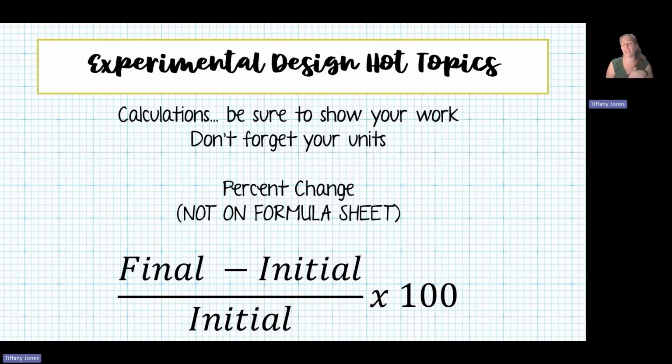You also want to not forget your units, so make sure you put the units on your calculation. And then the percent change has shown up a couple of times on the exam, and this is now on the formula sheet, so let's just talk about it real fast. We have our final minus our initial, then we divide by our initial, and then we multiply by 100. It's one of those science practices. You did this in lab, probably with the diffusion lab.